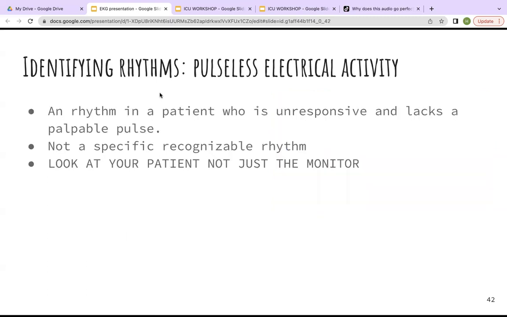Pulseless electrical activity. There is not an image for this because it can be any organized rhythm or any evidence of electrical activity on the monitor, but they don't have a pulse. So it's a rhythm in a patient who is unresponsive and lacks a palpable pulse, and it's not a specific recognized rhythm. This is why I always tell my students, look at your patient and not just the monitor. It's very hard when you just want to rely on your technology. But if you don't go feel that pulse, they could be dead and you're not treating them because you're looking at the monitor.